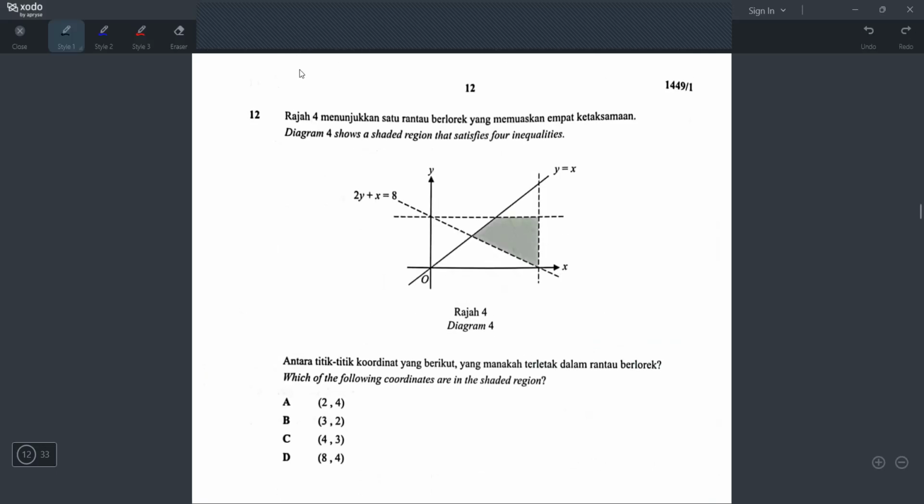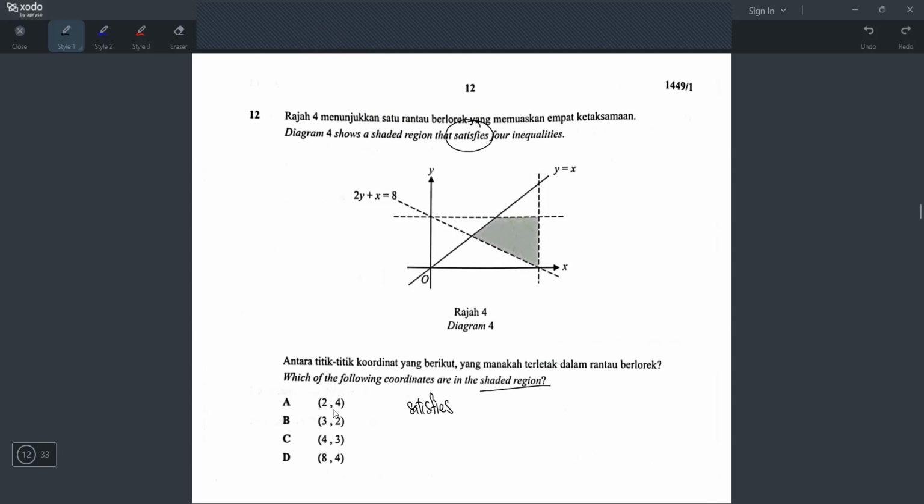Okay, number 12, let's go. Diagram 4 shows a shaded region that satisfies 4 inequalities. So this is the region, the shaded region, and it is surrounded by 4 different lines. And they ask you which of the following coordinates are in the shaded region. It means they are asking which of these 4 points satisfies, right? Because sometimes they like to use this word also, satisfies, right? So they're asking which of these 4 points satisfy this region.